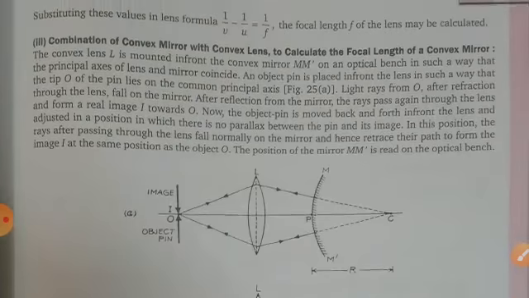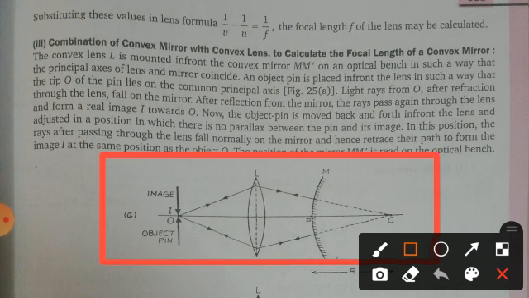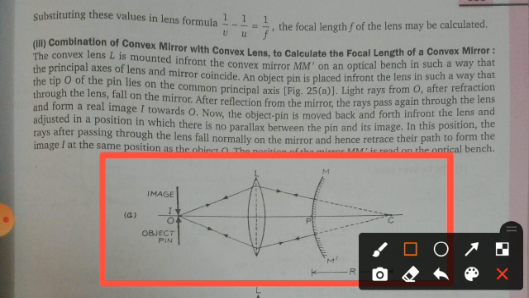Fine. So this is the last one. The convex lens L is mounted in front of a convex mirror MM', you can see here, this is the figure number 25A. You can see from this figure, on an optical bench in such a way that the principal axis of the lens and the mirror coincide. Here you can see the principal axis, mirror and the lens. This is the principal axis and they are both coinciding.